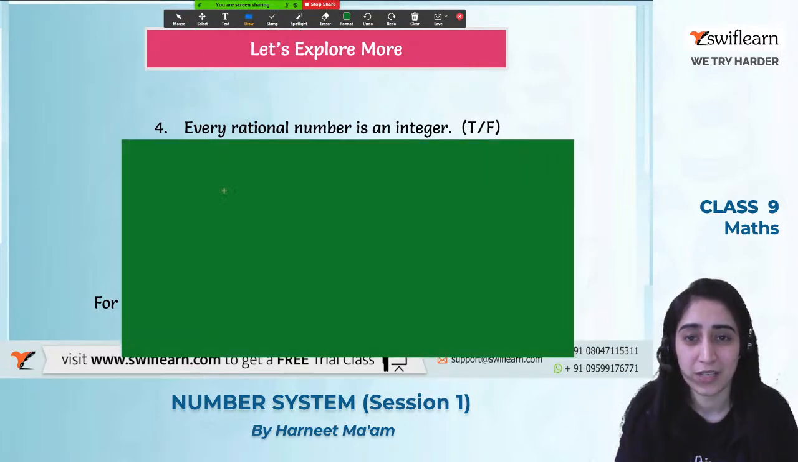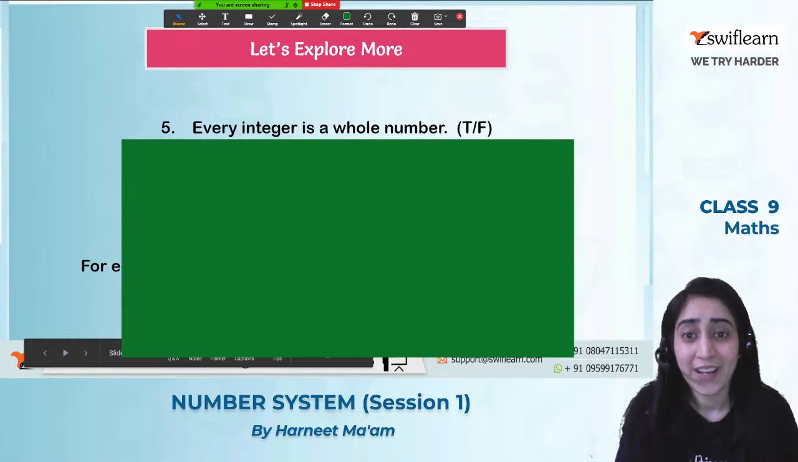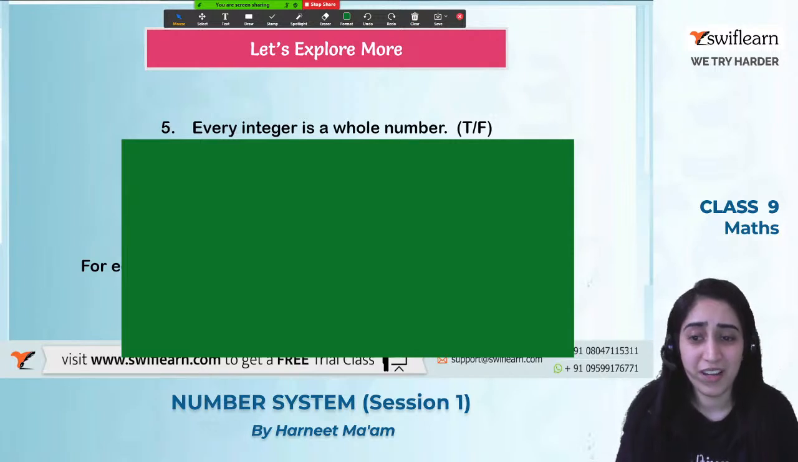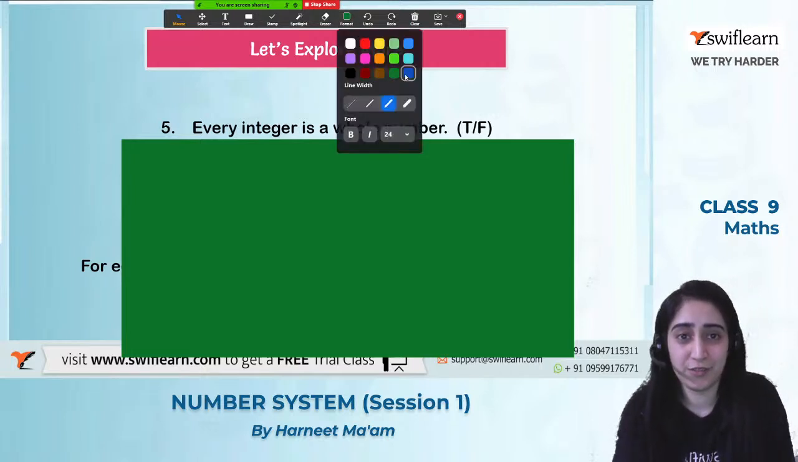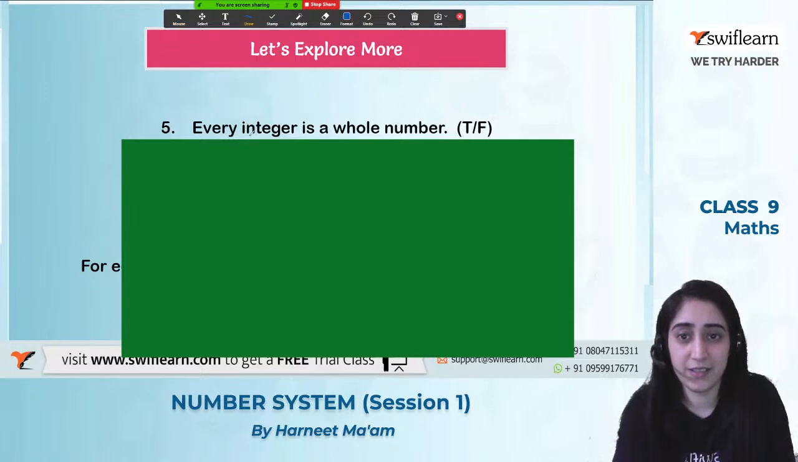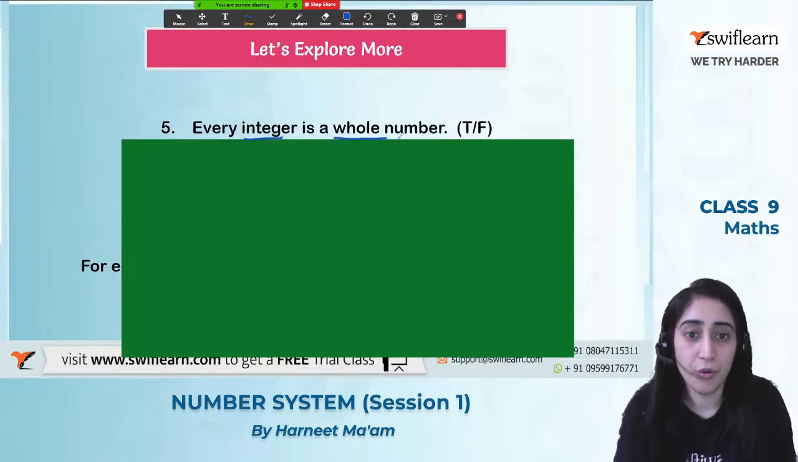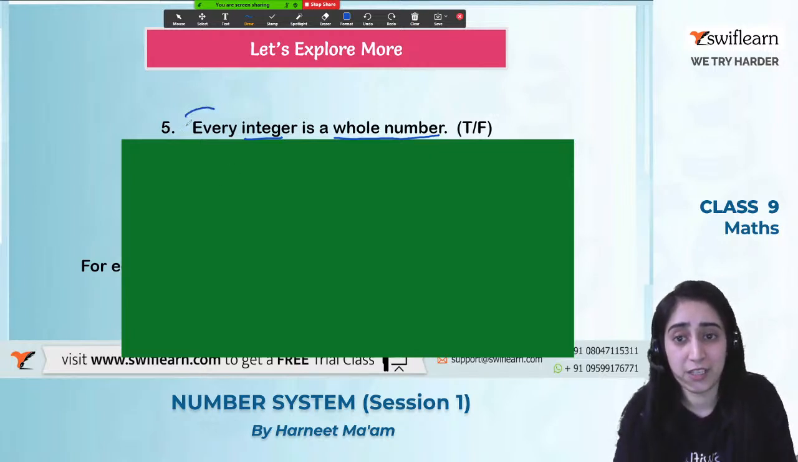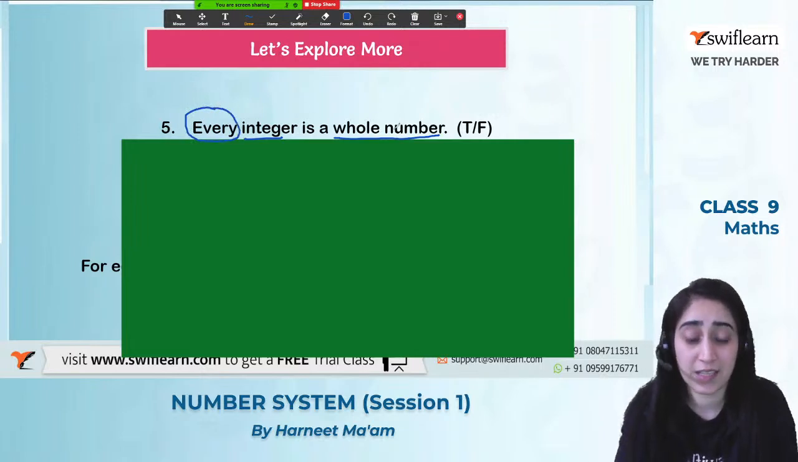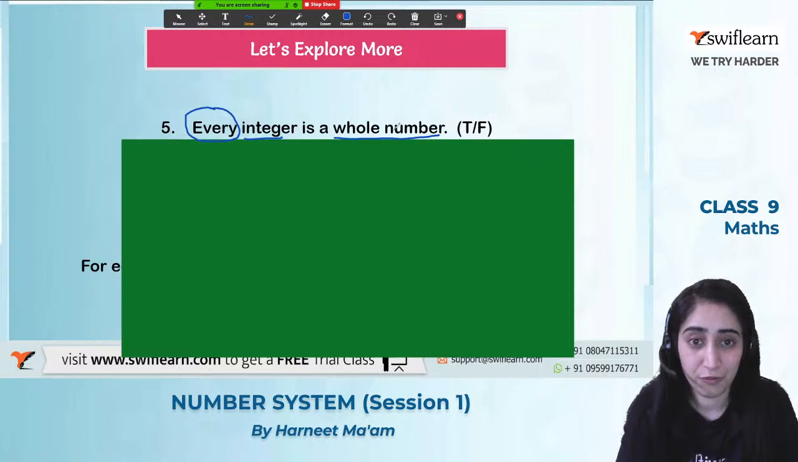Let's see who can do it. Every integer is a whole number. True or false? Every integer is a whole number. So whatever integers I can have in my mind, I can say that they are whole numbers. True or false?